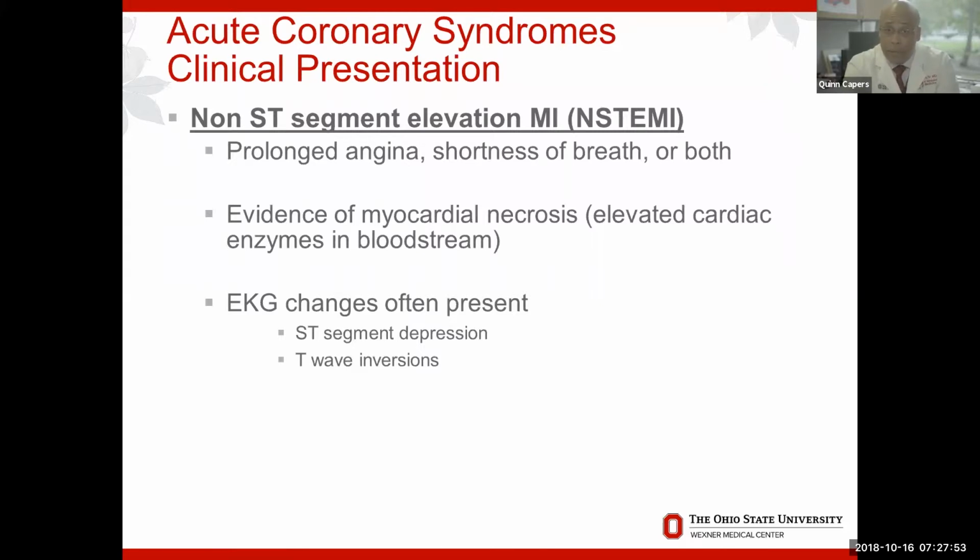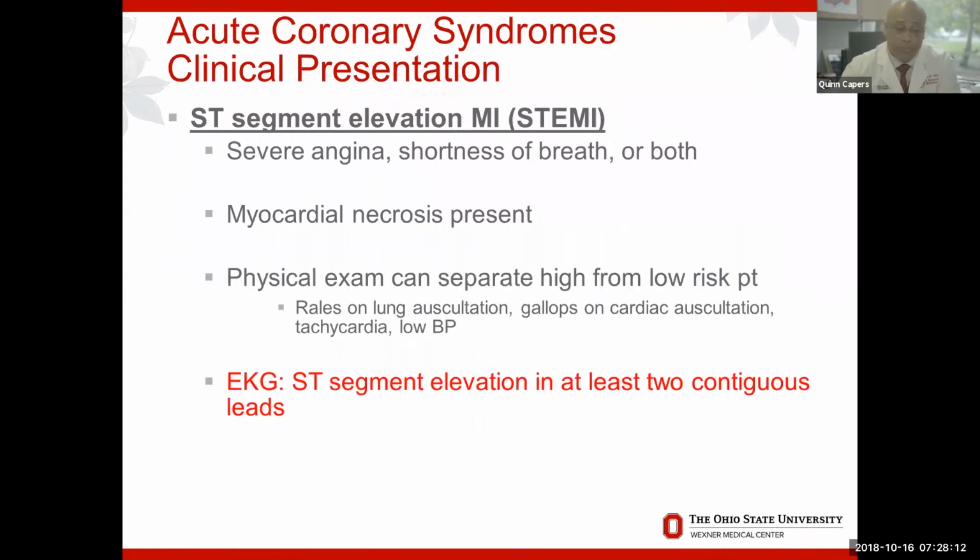You have evidence of myocardial necrosis. Here we use troponin. Earlier in my fellowship, we used a CPK. But whatever, these myocardial cells are little powerhouses with lots of enzymes, and we detect the enzymes to tell us that there's been death of myocardial cell tissue.